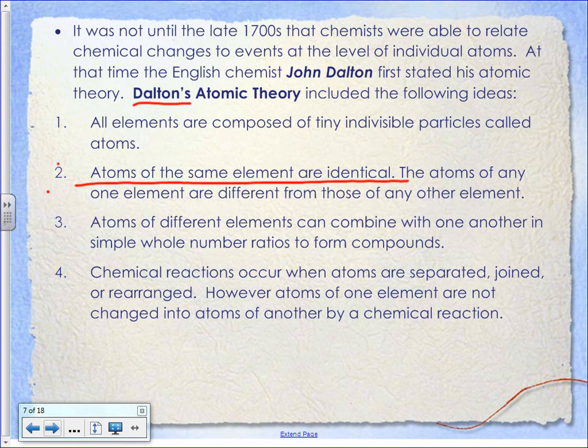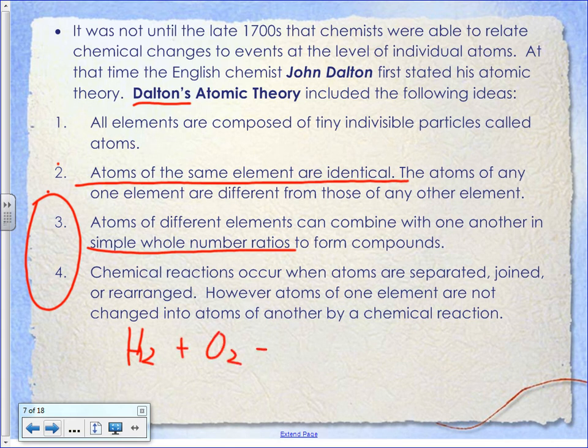All right, 3 and 4 are the ones that talk about the proof of this in chemical reactions. Atoms of different elements can combine with one another in simple whole number ratios to form compounds. People noticed this when they started mixing two things together and only got one material at the end. Same mass on both sides. Well, those two materials somehow joined together chemically. For example, hydrogen and oxygen go together to make water.